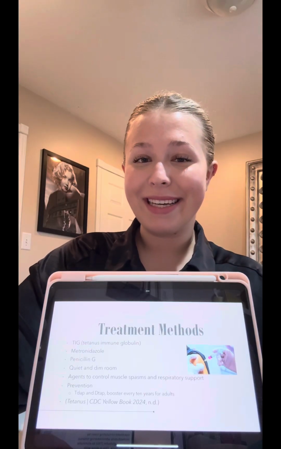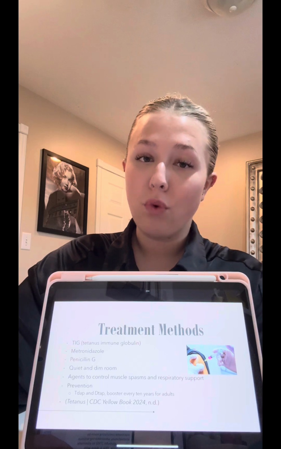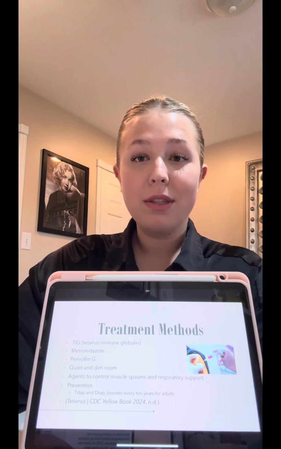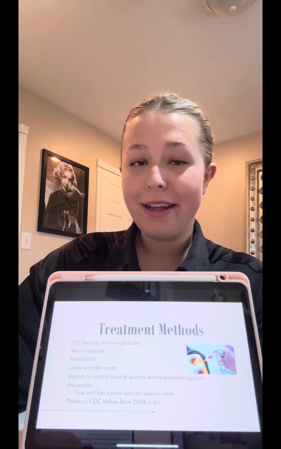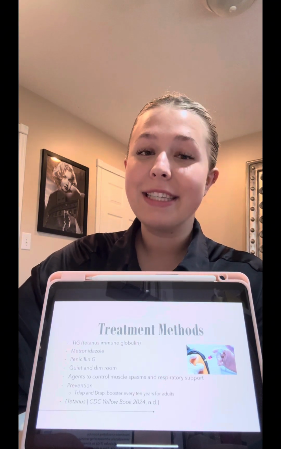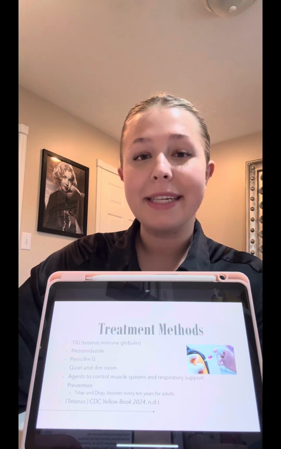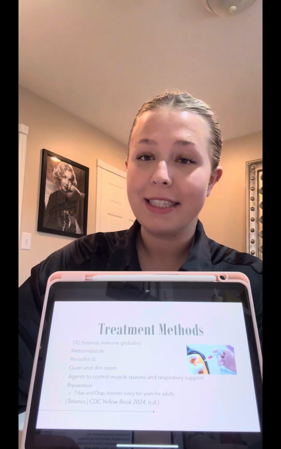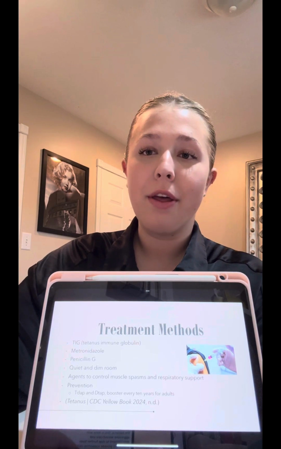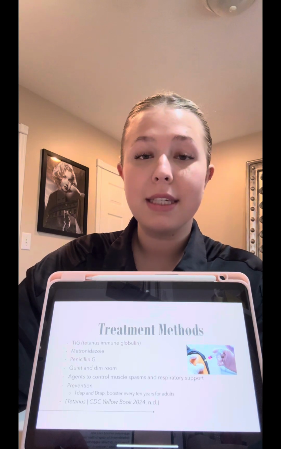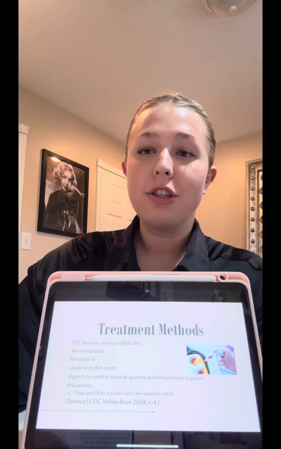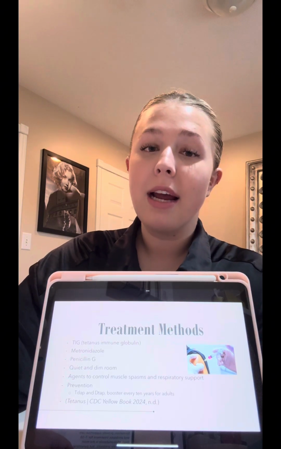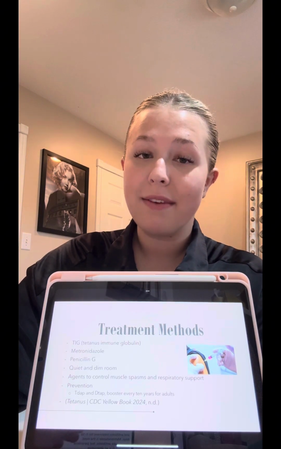Next, I'm going to be discussing the different treatment methods for tetanus. The goals of treatment are to inactivate the circulating toxin by immediately administering tetanus immune globulin, or TIG, to eliminate the bacteria. This is done with aggressive wound care and debridement to stop further formation of the toxin. Care should also include supportive care and antibiotic treatment for 7 to 10 days.